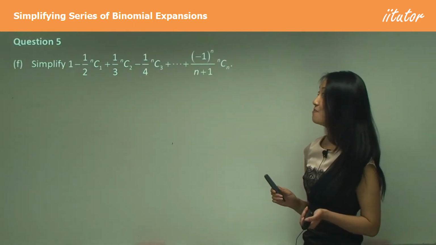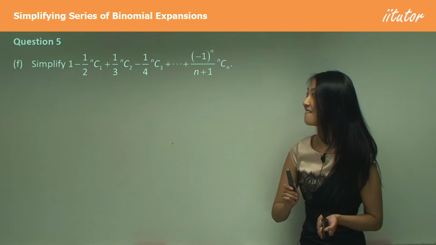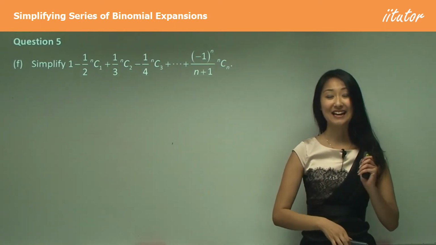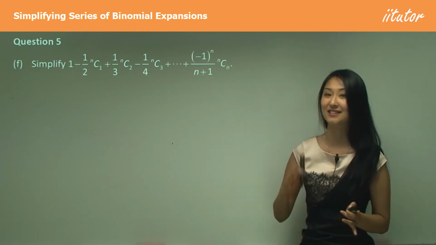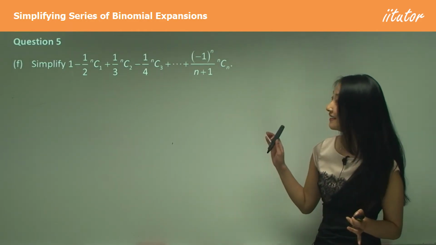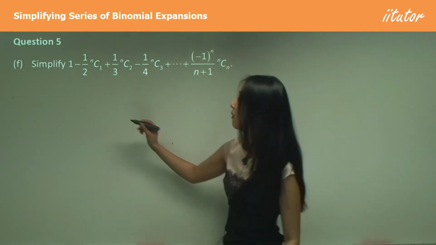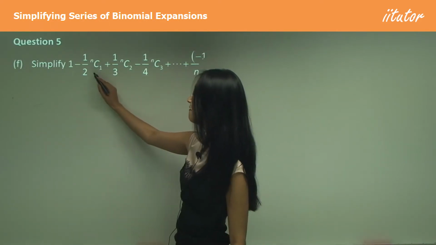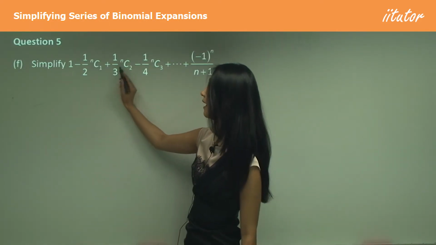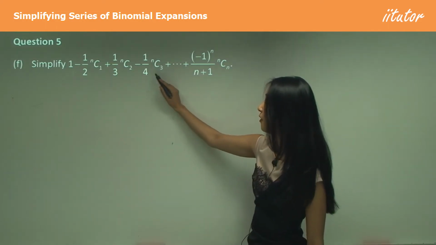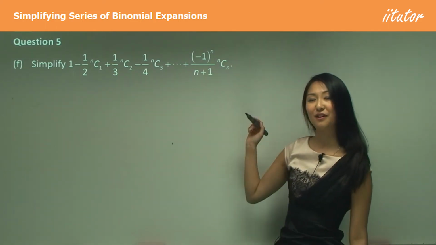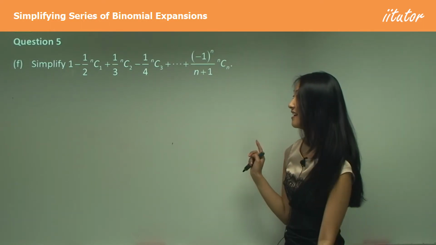I want to now move on to question 5F here. So questions E and F are very, very common in your exams. These are the kind of questions I love to give you. So we want to simplify 1 minus 1/2 nC1 plus 1/3 nC2 minus 1/4 nC3, and so on. So two things you need to notice here.